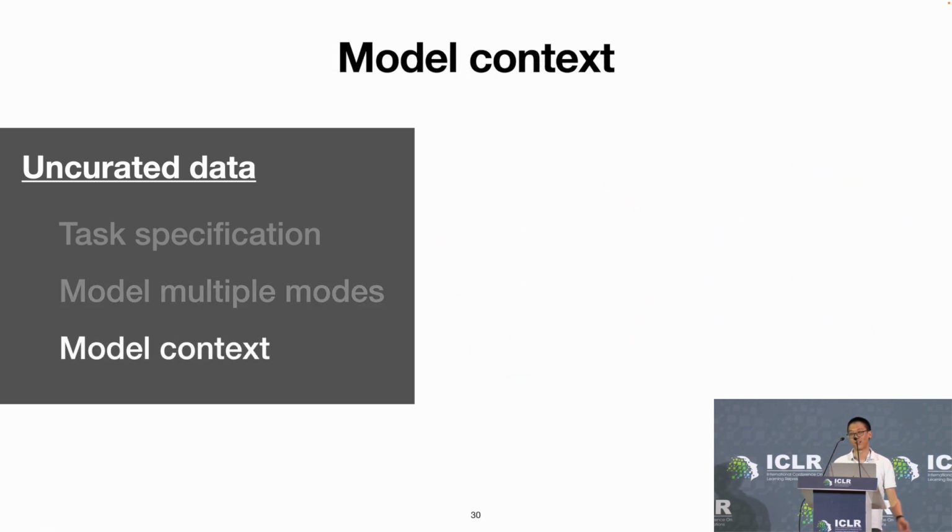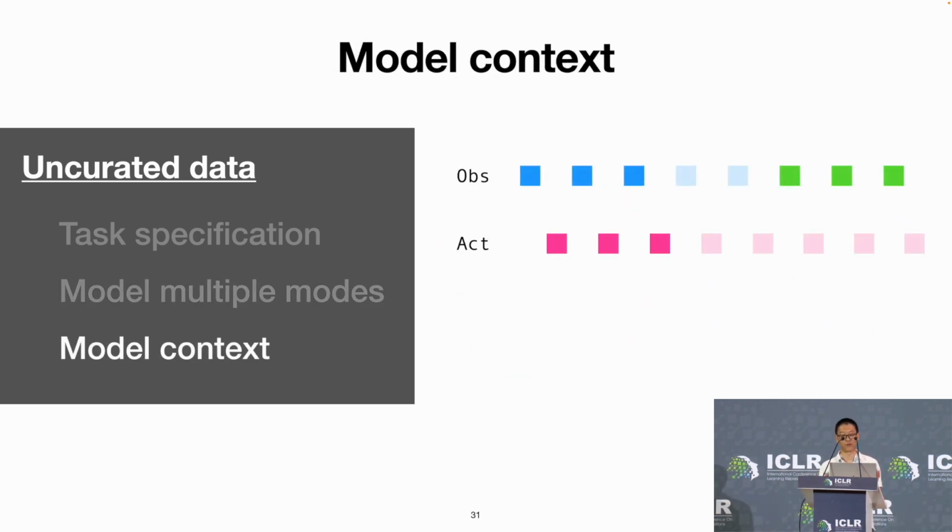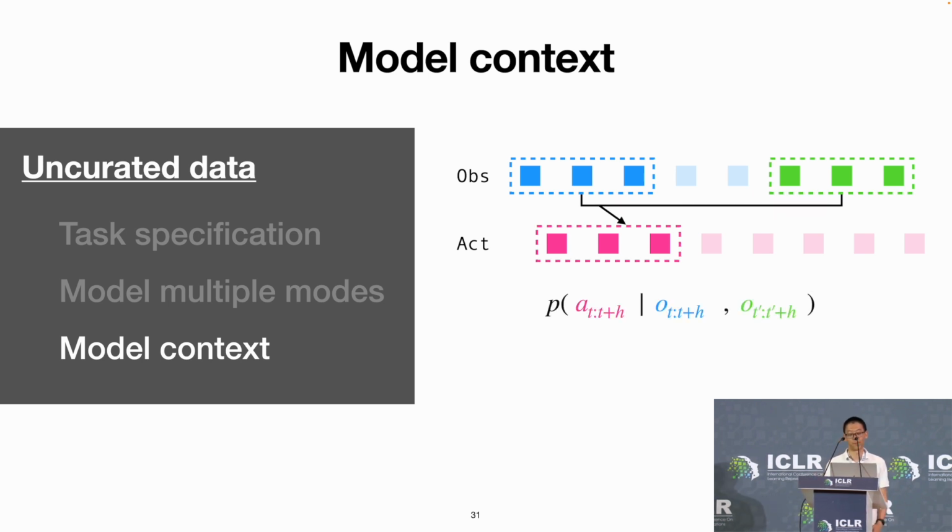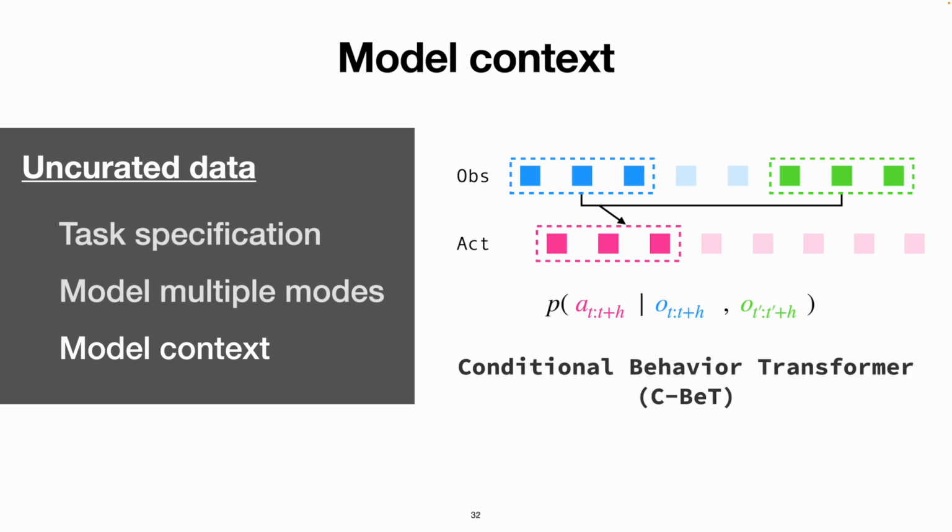To model context, we just use a sequence model, good old transformer encoder, and now we have this formulation. Given a sequence of current and future observations, we predict a sequence of actions where each action is in the category and residual form from earlier. And we call this method Conditional Behavior Transformer, or CBET for short.